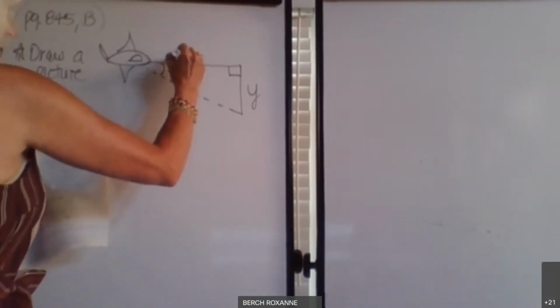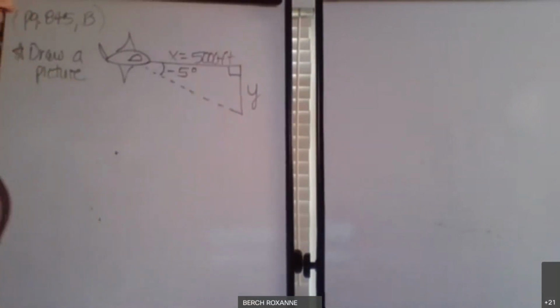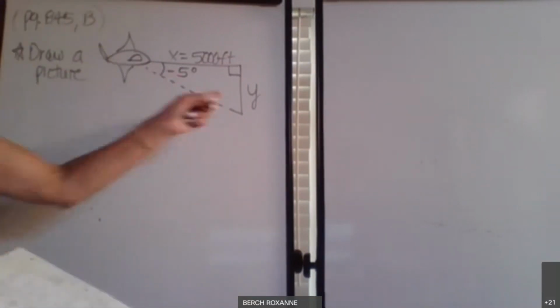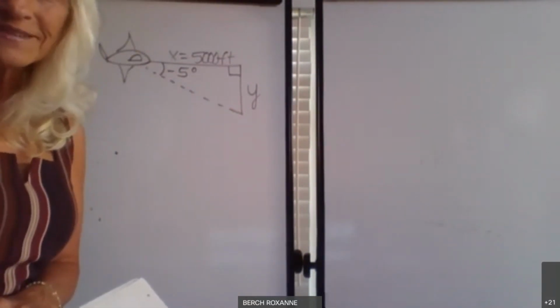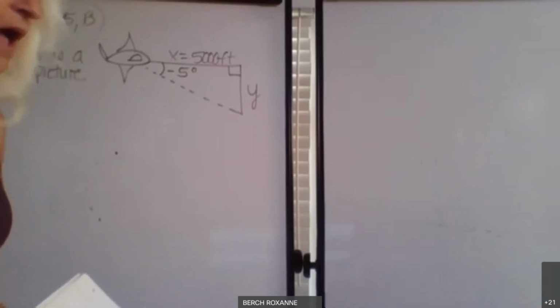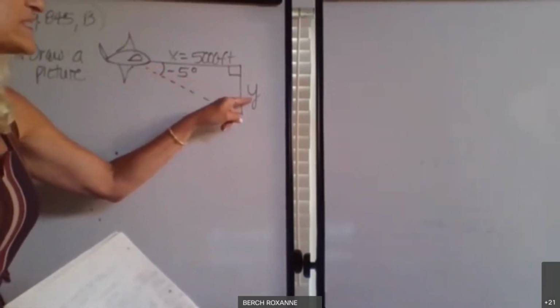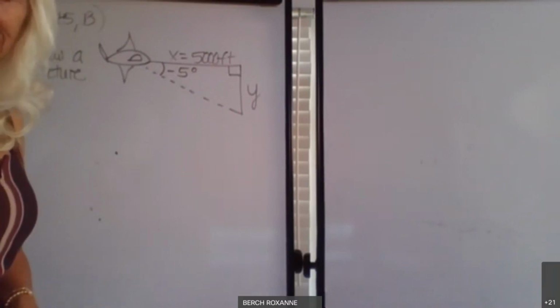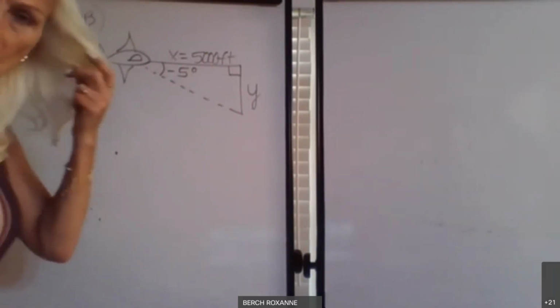So this x is 5,000 feet. So we're trying to find y. Well, can we use sine, cosine, or tangent? Well, I don't know. What do we have here? That's the angle. So don't we have opposite and adjacent? So what does that sound like? Opposite and adjacent. Remember your SOHCAHTOA?